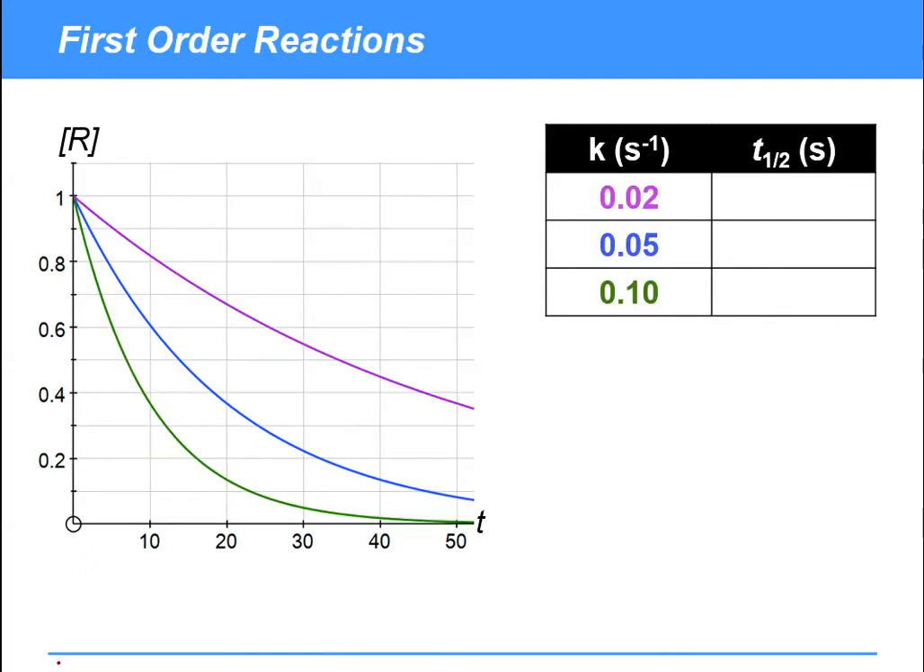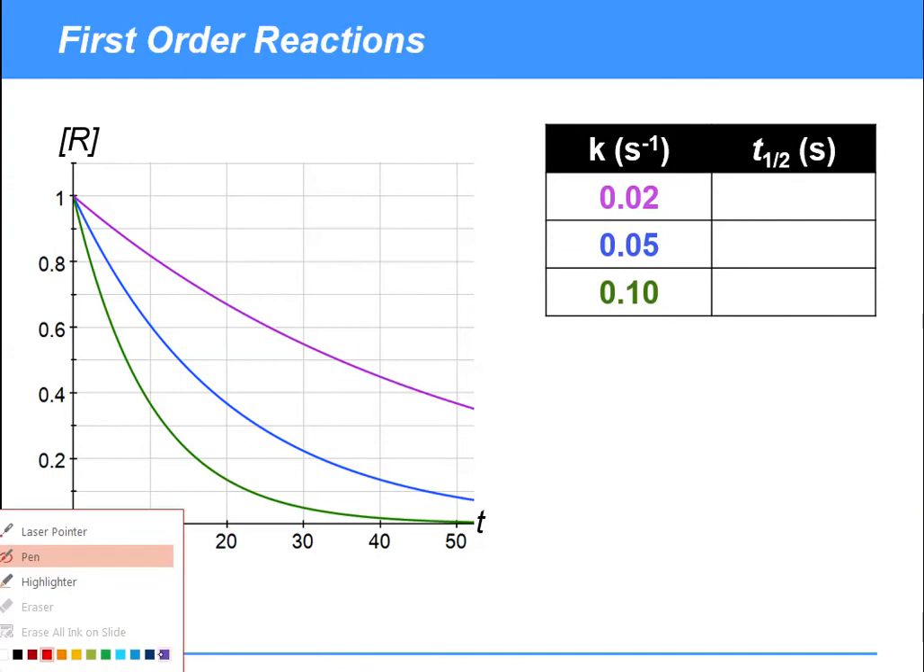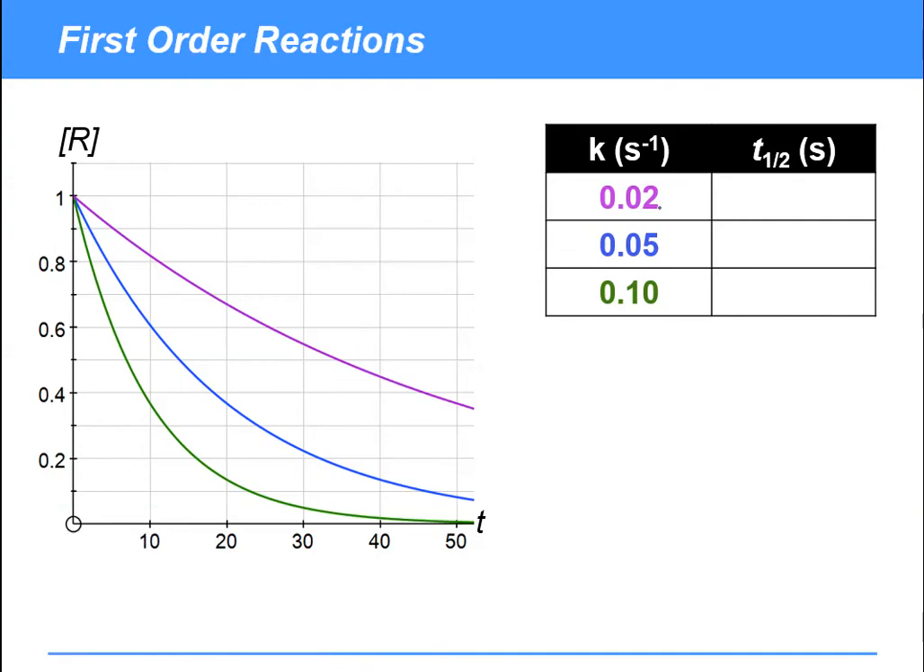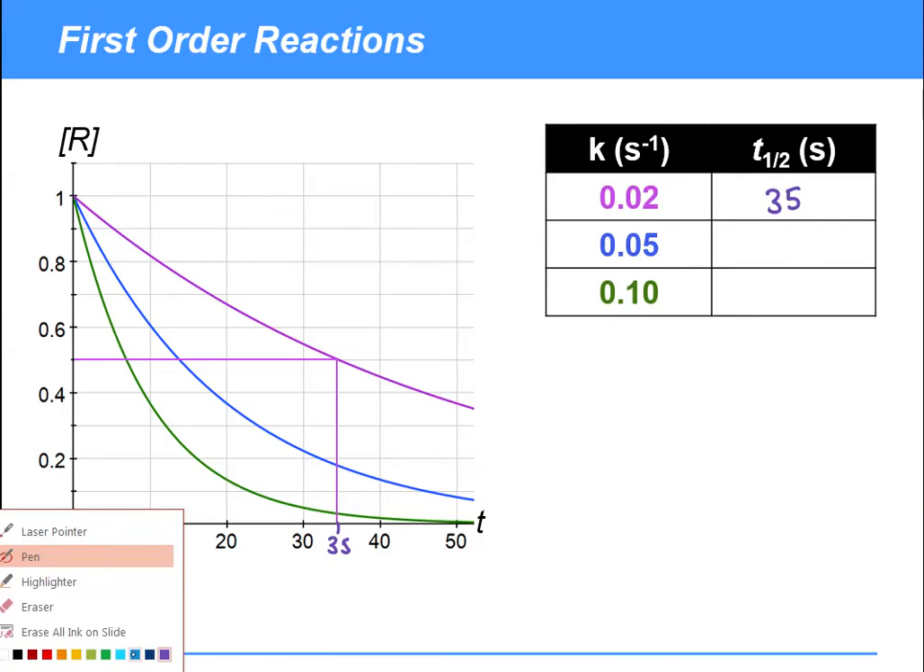So in purple first, I've got a reaction with a rate constant of 0.02, and that's what the concentration time plot looks like. You can see it's a very, very slow decay. And if we work out the half-life for this reaction, we find it's around about 35 seconds.